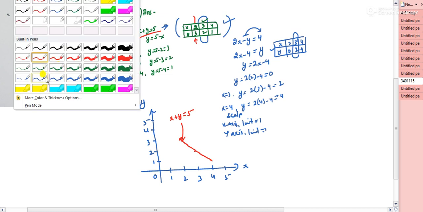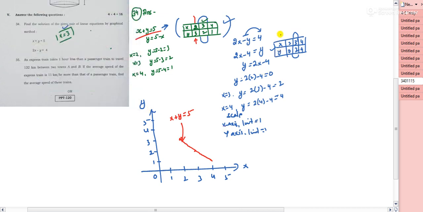Now note the second one. When x is 2, y is 0, right? So x is 2, y is 0. It will come here. When x is 3, y is 2. 3, 2. It will again come here. When x is 4, y is 4. So it will come somewhere over here. Now just join this using scale. It will also form a straight line. Now this is for which equation? Yeah, you have to write that 2x minus y is equal to 4.